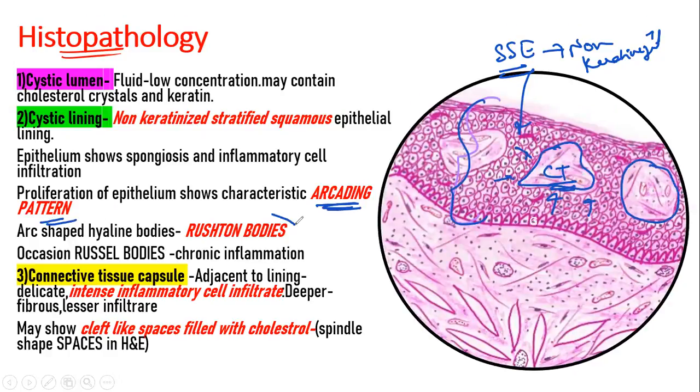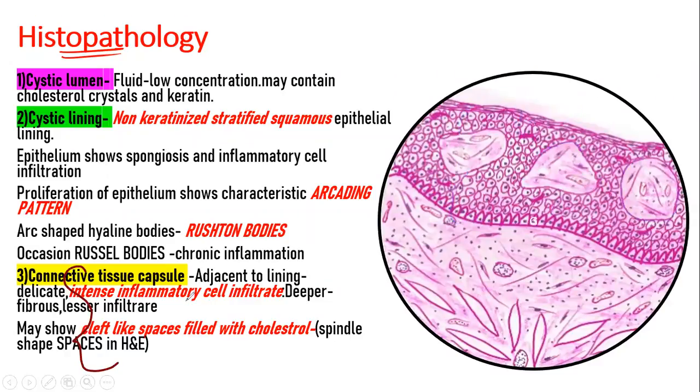The fourth thing is the hyaline arc-shaped bodies. These are arc-shaped hyaline bodies, which are called the Rushton bodies, and sometimes the Russell bodies, in response to inflammation. The next important thing is the connective tissue capsule. Here there are two important points: dense inflammatory cell infiltration, all your lymphocytes, plasma cells, mast cells adjacent to the lining epithelium, and cholesterol clefts.